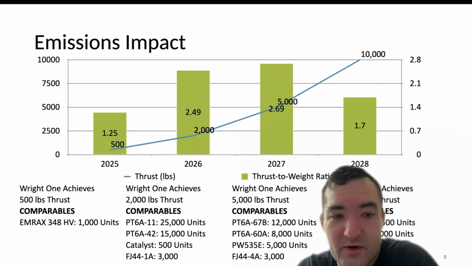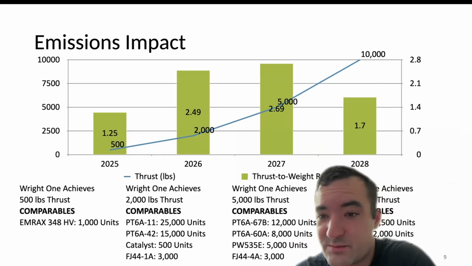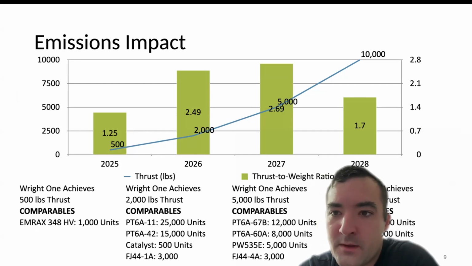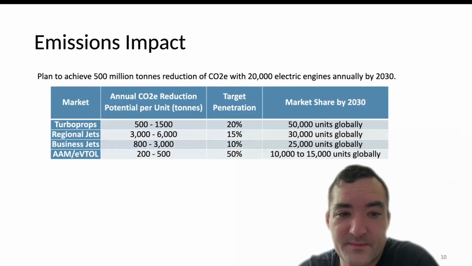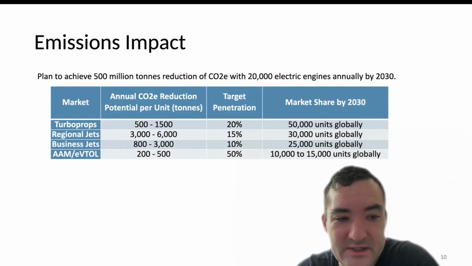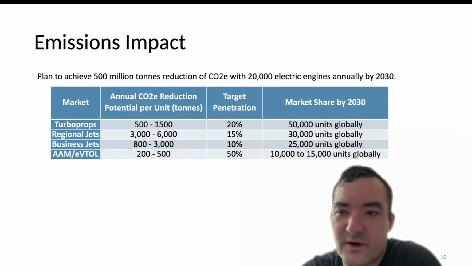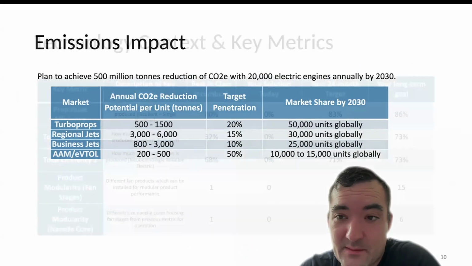So we're going to start with 500 pounds of thrust per motor. In 2025, we're going to be working to 2,000 pounds of thrust. In 2026, you can see some comparables in terms of PT6, the Catalyst, and then the FJ44. What we're looking to do is get 30% penetration within the market for turboprops, regional jets, business jets, and advanced air mobility and eVTOL units as a way of decreasing carbon emissions by 500 million tons by 2030. And we see a path to make that happen.